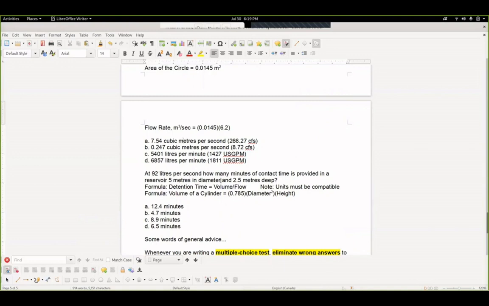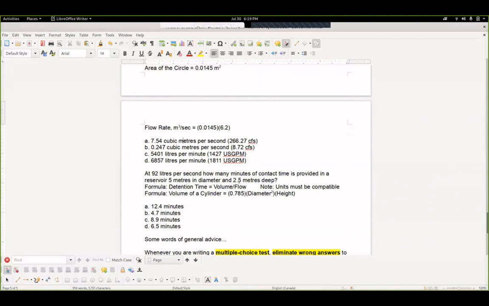So at 92 liters per second, how many minutes of contact time is provided in a reservoir 5 meters in diameter and 2.5 meters deep? So the formula is that detention time is equal to the volume divided by the flow. Note that the units must be compatible. Well, the units always need to be compatible when we do this math. And the formula for the volume of a cylinder is 0.785 times the diameter squared, because that's the area of a circle again, times the height.